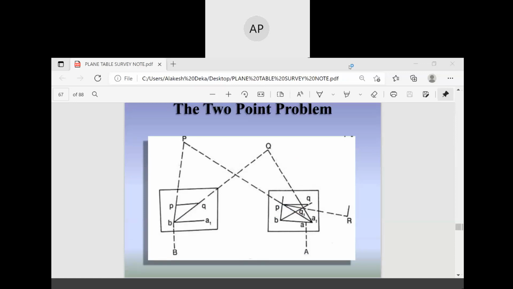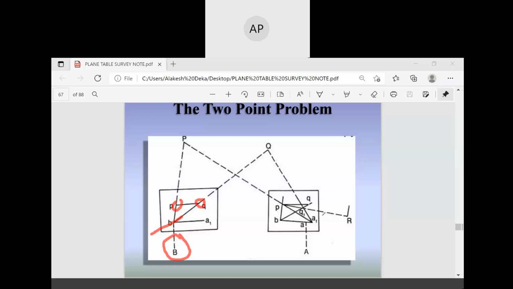See, these P and Q are the 2 points, and B is an auxiliary station where you have to set up the plane table. And P and Q are bisected. Suppose this is P, draw a line PB and BQ, and join this line, okay, and it will bisect, isn't it?